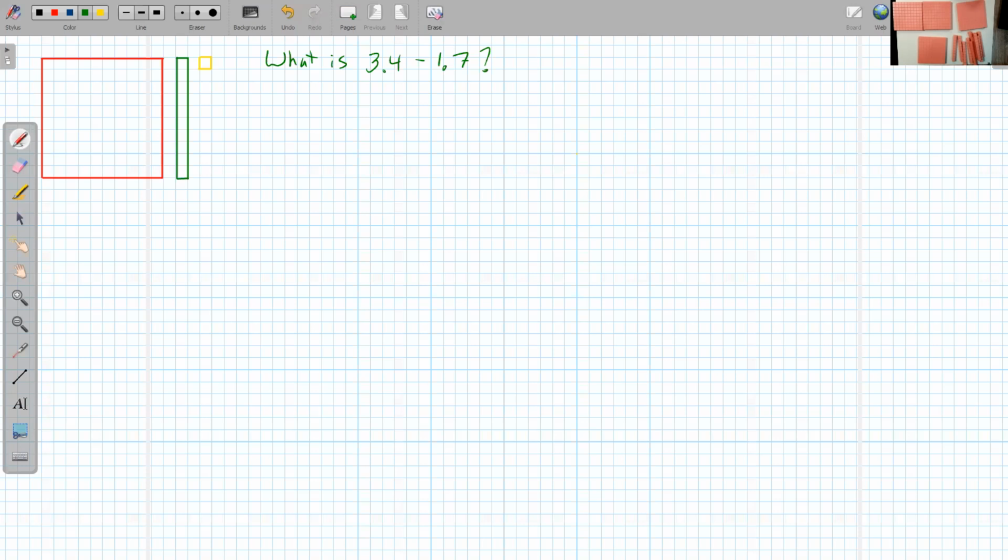So here is my problem again. I want to know what is 3 and 4/10 subtract 1 and 7/10. And then over here, this is going to be my key. So this one right here is one whole. And then the green one would be 1/10 of that whole. And then the yellow one up here would be 1/100th of that whole.